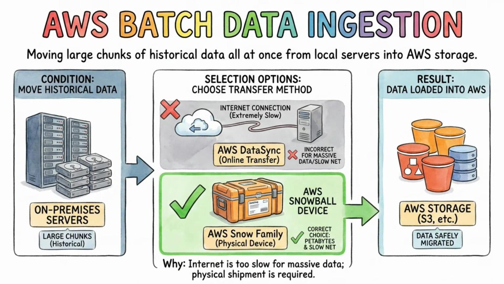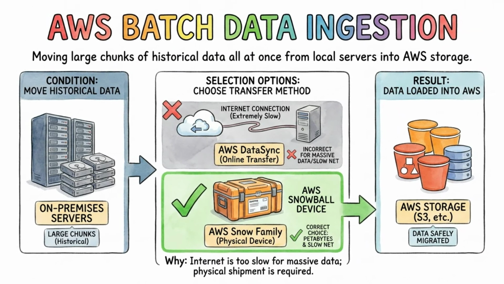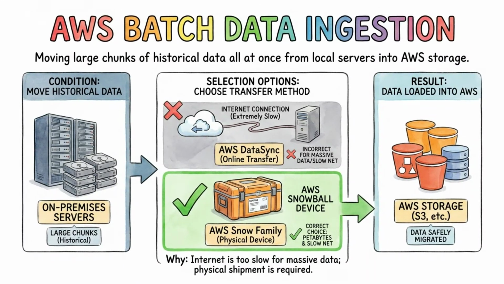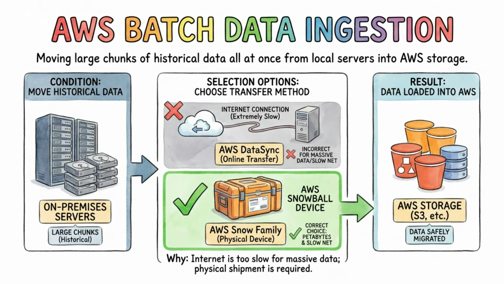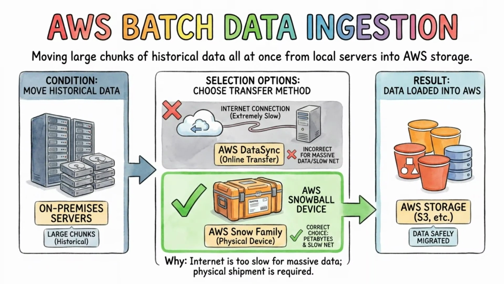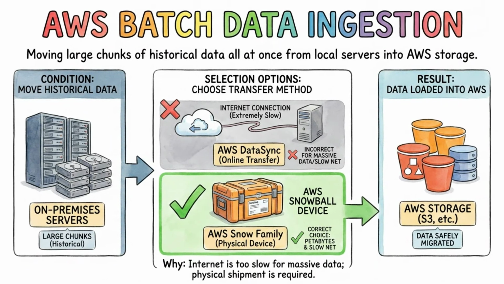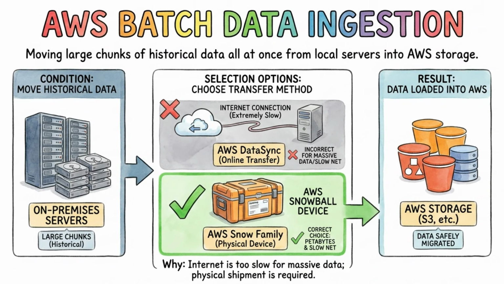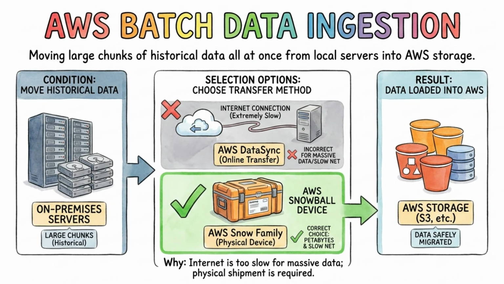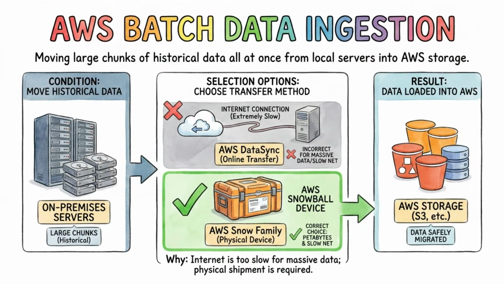For batch data ingestion, where you move large chunks of historical data all at once, AWS offers services like AWS DataSync and the AWS Snow family. DataSync is wonderful for quickly moving terabytes of data over the internet from your local office servers straight into AWS storage. However, if your internet connection is extremely slow or you have massive petabytes of data, it could take months to transfer everything online. In those extreme cases, AWS will literally mail you a physical hard drive called the Snowball, which you plug into your own servers, load up with data, and safely mail back to Amazon. The exam will test your ability to recognize when the internet is too slow and a physical Snowball device is required.